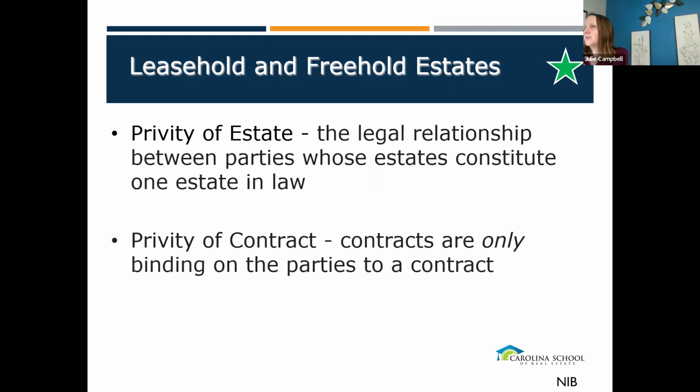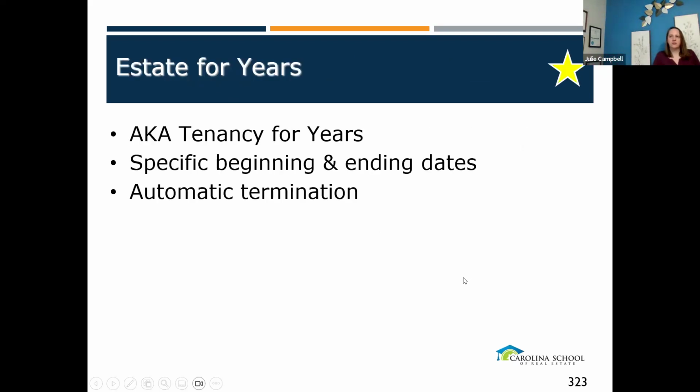So we're going to talk about some different leasehold estates. I like the figure on the top of page 323, figure 11.2. It does a nice job of kind of summarizing the different estates. So the first type of leasehold estate that we have is something called an estate for years, also known as a tenancy for years. Let me say this, when we talk about these different types of estates, what differentiates them, what makes them different, is how they end.